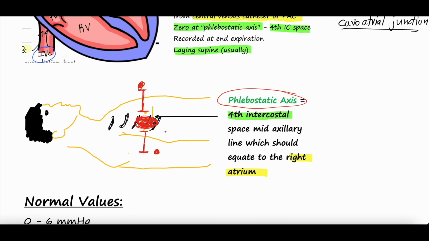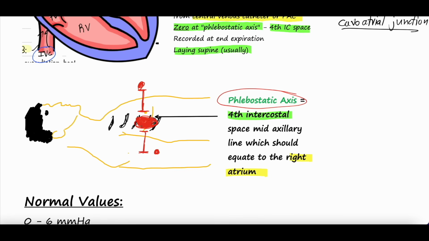Because if you lay someone on their back and you're looking at their side, that's about where their heart should lie. And you'll get inaccurate measurements if the zero is too high or too low. Okay, so now you have a central line in the subclavian vein or internal jugular vein. You have the end of that central line sitting right at the cavoatrial junction. You've laid the patient flat. You've zeroed the central venous pressure right at this phlebostatic axis, the fourth intercostal space, right where that right atrium is sitting. And now you actually get a measurement.